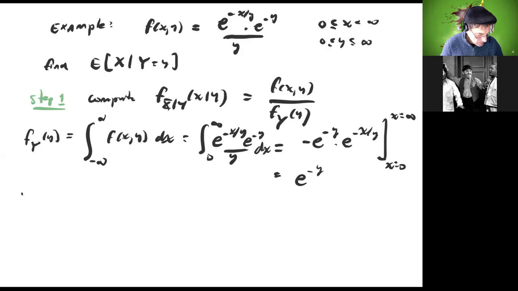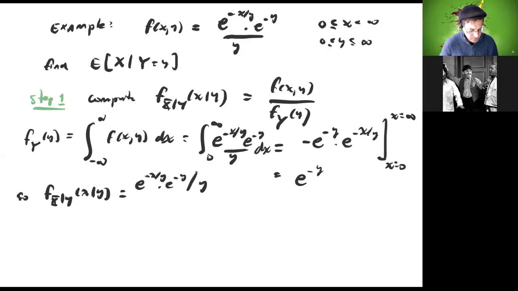Okay, so this tells us what the conditional density function is. It's given by the numerator, which is e to the minus x over y times e to the minus y divided by y. That's all the way on top of the slide. And then we're going to have to divide by e to the minus y. What do you get? You get e to the minus x over y divided by y. Okay, so that was step one. This was the end of step one. Now we have to compute step two.